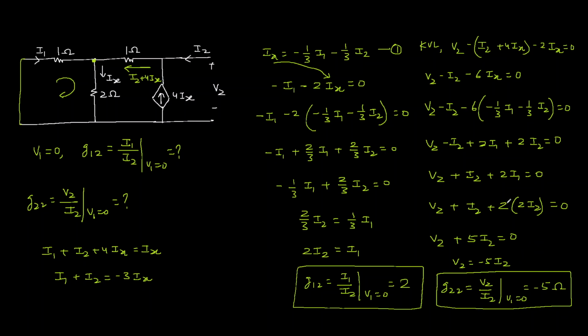So by finding out the G parameters individually, we are getting the same answers. So in this way we can find out the G parameters of a two-port network, and you can use any of the two methods whichever suits you.